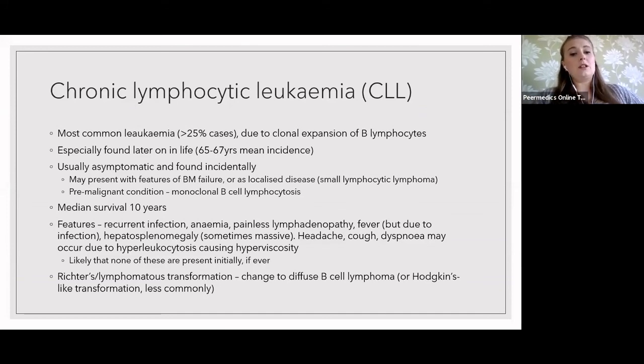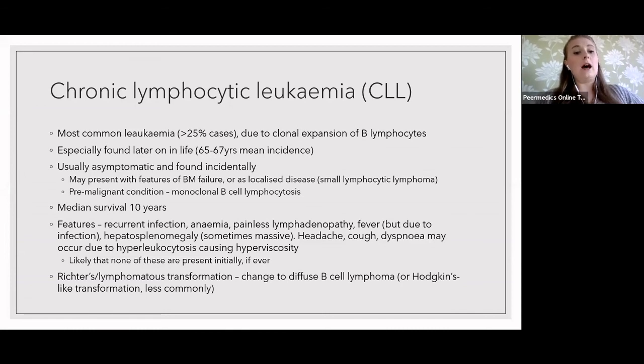So typical features: recurrent infections, anemia, painless lymphadenopathy, fever, again just because of these interferons or whatever that your mature cells are unleashing, not because of infection. Hepatosplenomegaly, but you'd more associate that with CML.